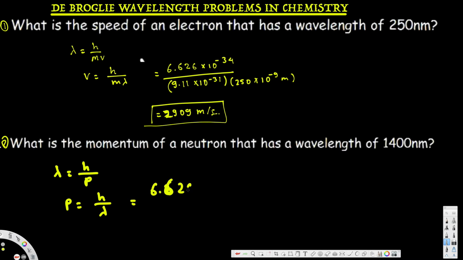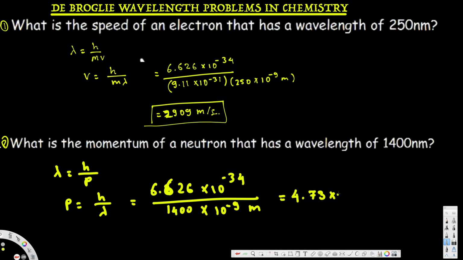6.626 times 10 to the power of minus 34 divided by the wavelength, that is 1400 nanometer. If you want to convert nanometer into meter, we have to multiply this one by 10 to the power of minus 9, and that's going to give us meter. And if you calculate this one, you're going to get 4.73 times 10 to the power of minus 28.